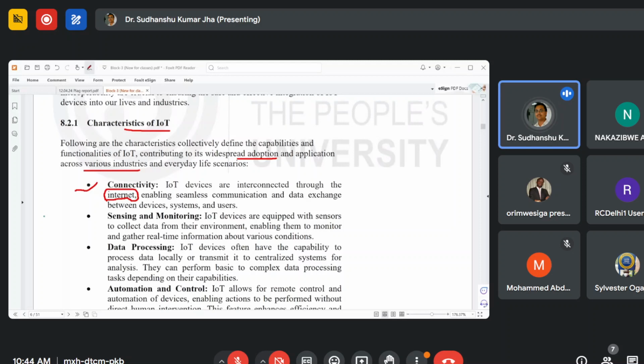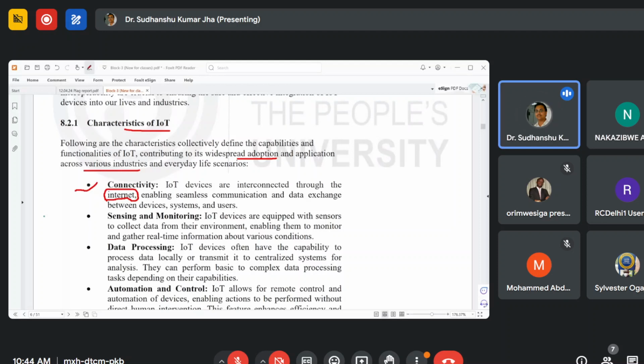So by the involvement of the internet, seamless communication and data exchange between the devices, systems, and users is going on. So data communication may be with the users, it may be the IoT device, or it may be other devices as well. Each IoT device has some kind of sensing and monitoring equipment attached here.